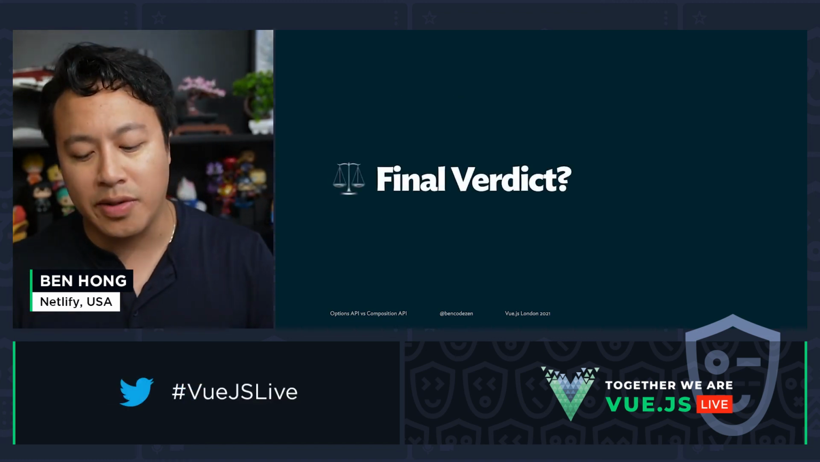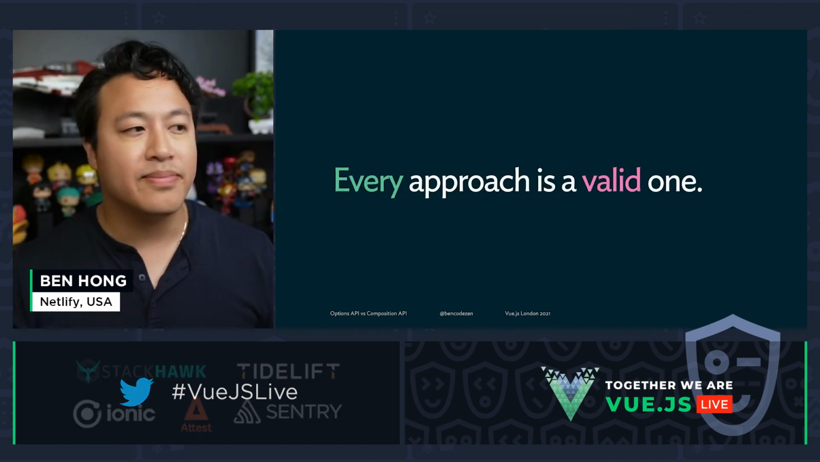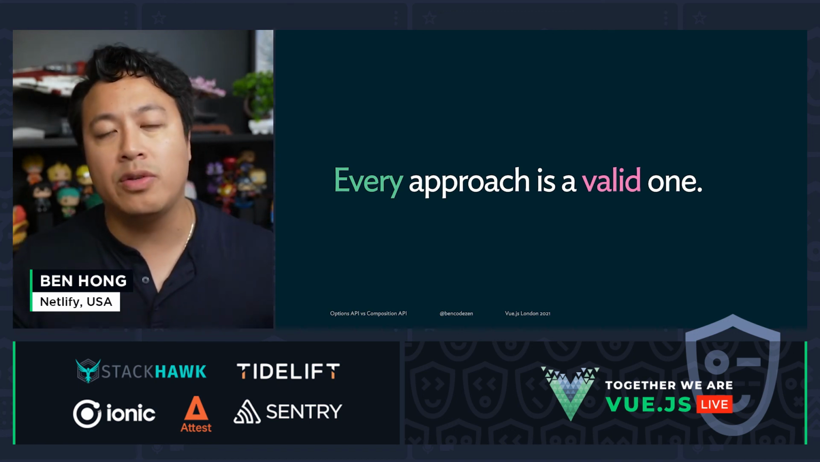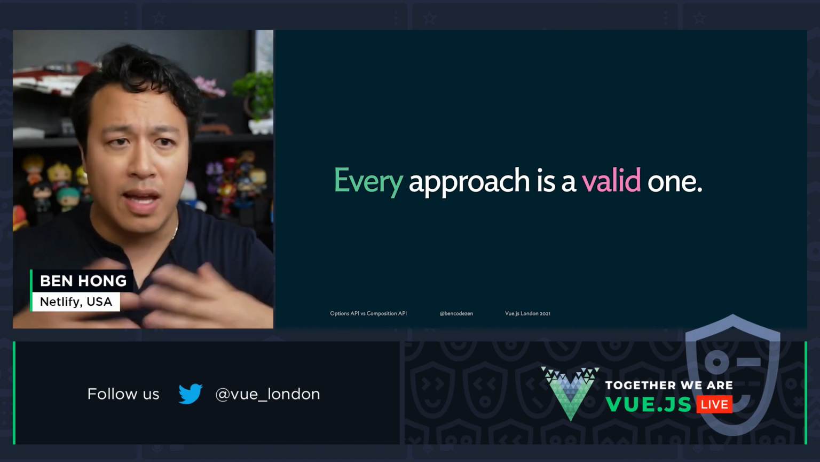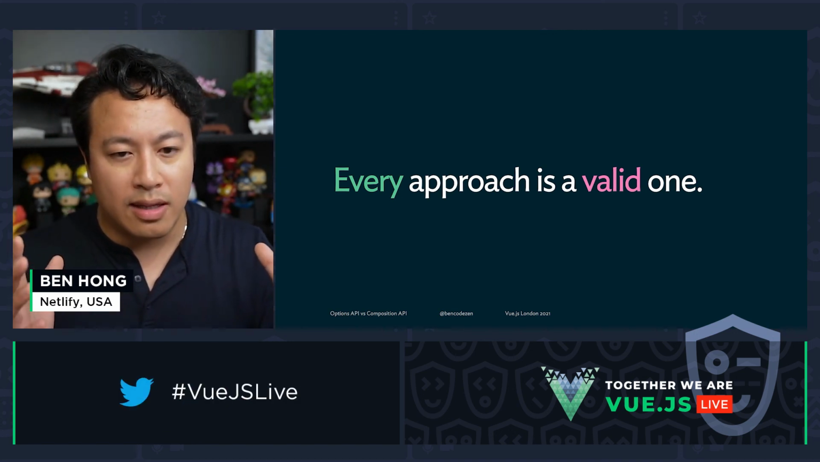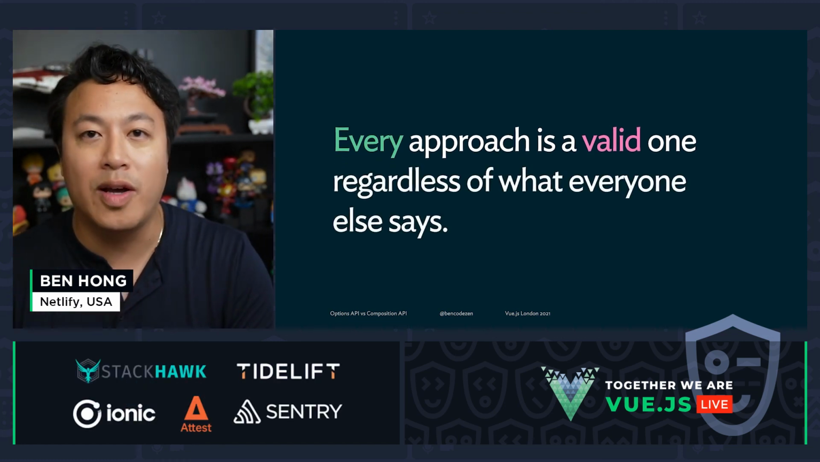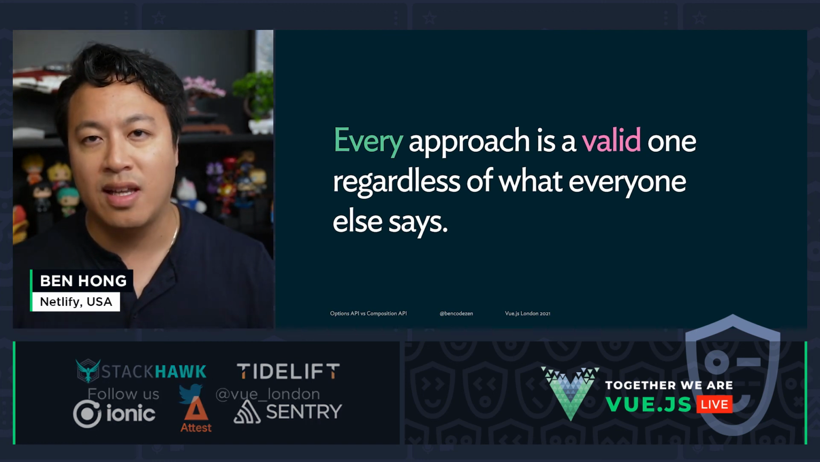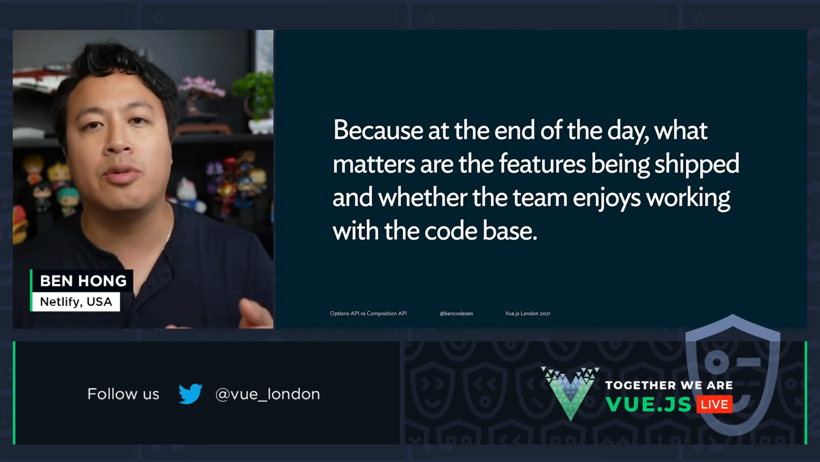And so, the final verdict, right? What exactly is going on? Well, it's probably not a surprise to you, but in my opinion, every approach is a valid one. We've seen with Vue 2 people creating really, really large code bases like GitLab, and their apps are great, right? They work. So the key thing here is to remember that regardless of what everyone says, if you're building it and it works and you're having fun, that's really what matters, because that's how you'll be shipping new features. That's how you'll be iterating.